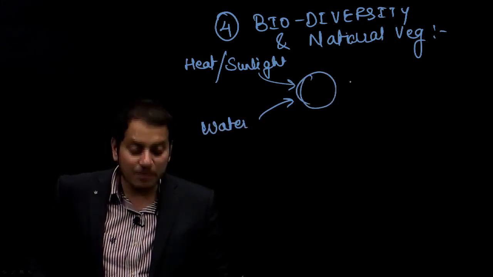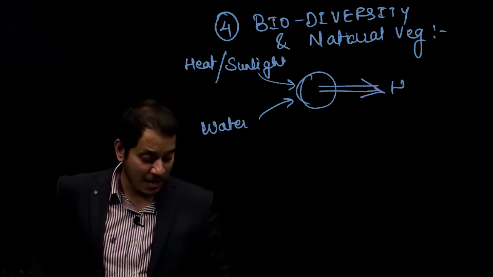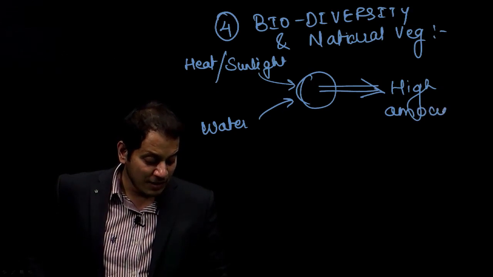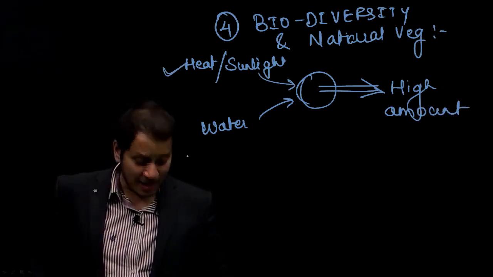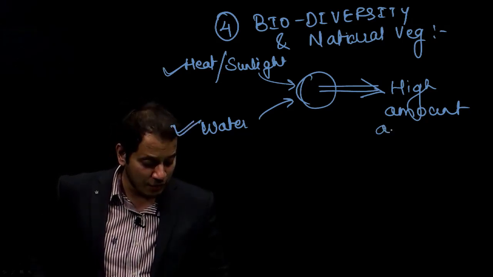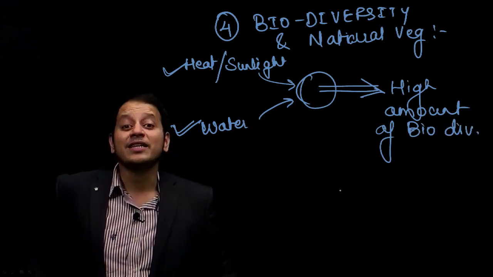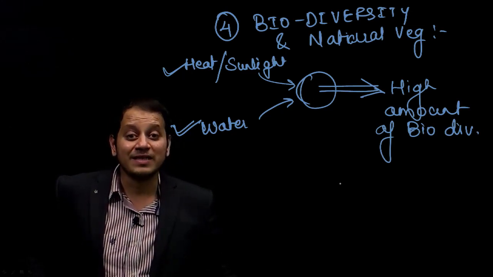The areas in which both these are higher have a high amount of biodiversity. And therefore, the equatorial regions in which the heat is high and the water level is high because of everyday rainfall have a high amount of biodiversity. Therefore, the rainforests are also known as the lungs of the earth.